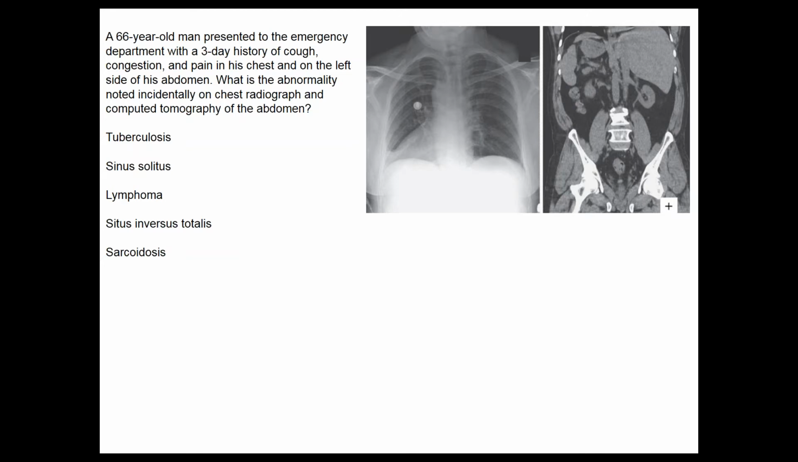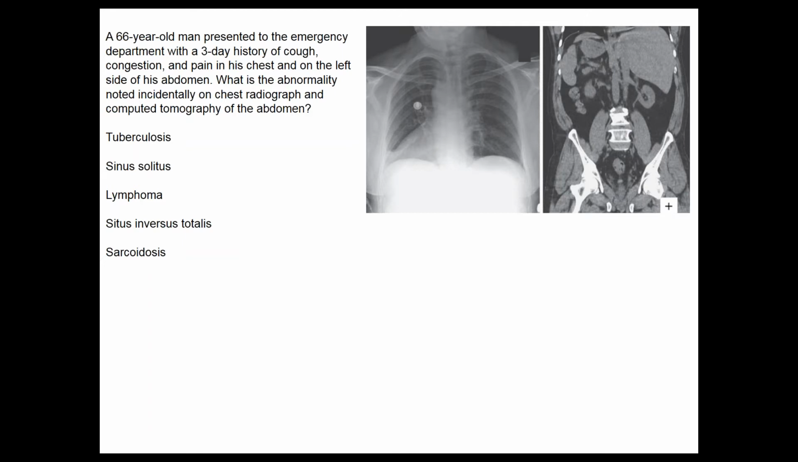And in my time, the most common cause of this problem was that the intern put the films up on computers, and these are now read on flat screens. And what we can appreciate is that in the PA view of this 66-year-old patient's chest, his heart is on the wrong side, and his aortic knob is on the wrong side. This prompted the doctors to do a CT.